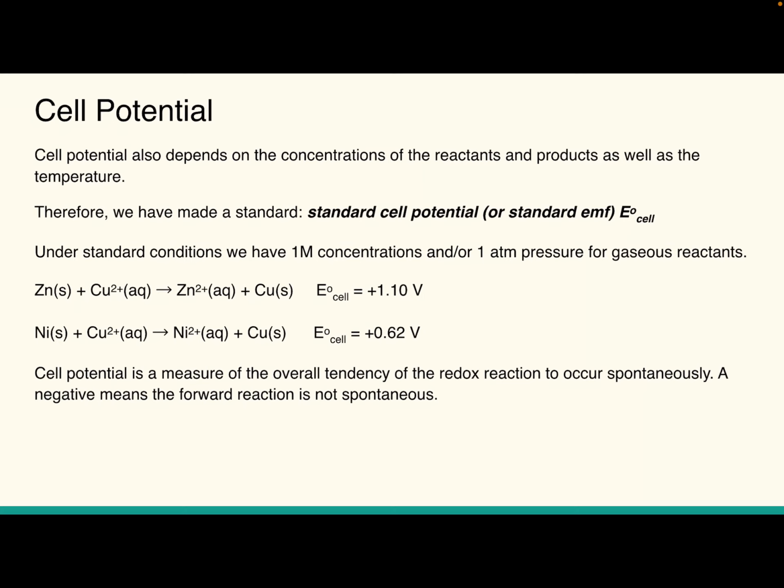The cell potential depends on concentrations and reactants, so we went ahead and made a standard, and that standard is 1 molar concentrations for all products and reactants and 1 atmosphere pressure for gaseous reactants. So just keep that in mind. The standard is that little degree sign. So if it doesn't have the degree sign when it says E cell, that means it's not at standard conditions, and we'll talk about that later.